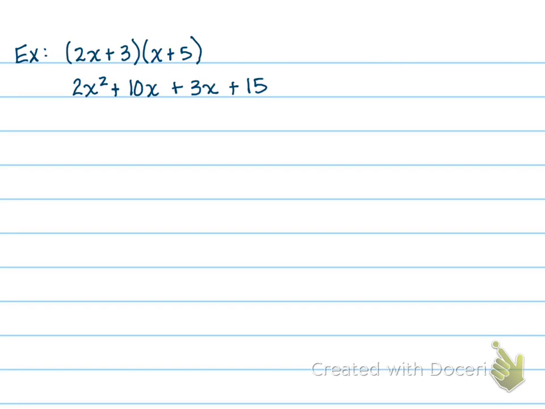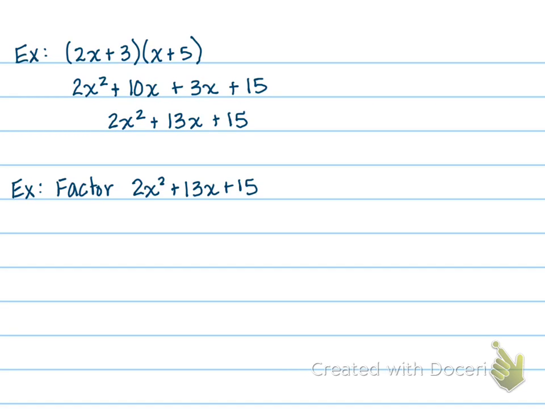And then we'd combine like terms to get 2x squared plus 13x plus 15. So if we start with a trinomial, so we're starting with 2x squared plus 13x plus 15.